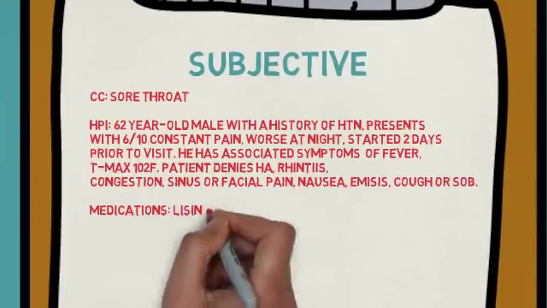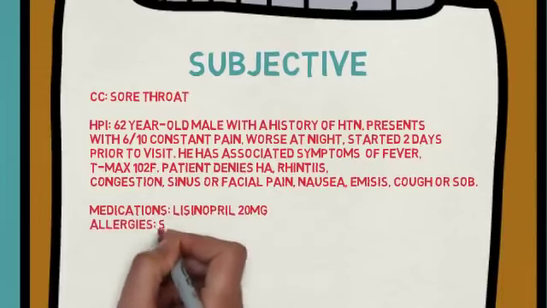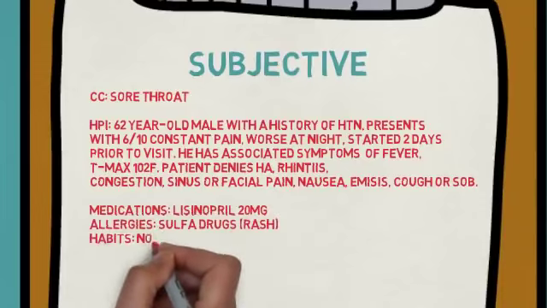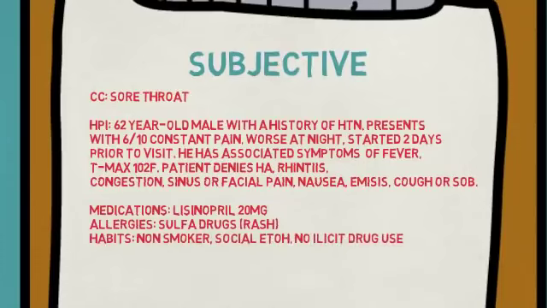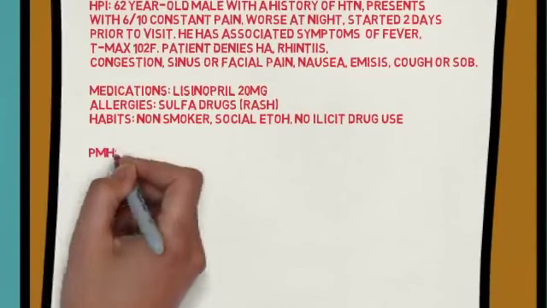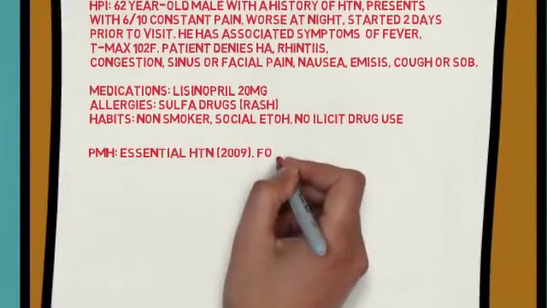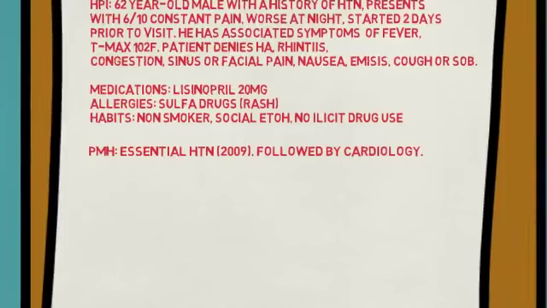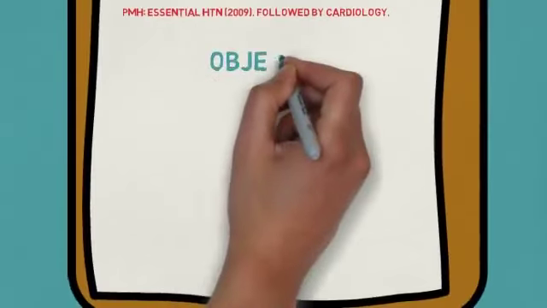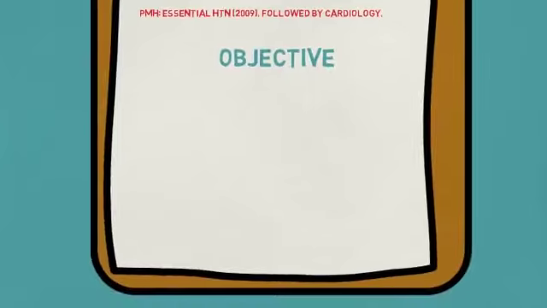I know from reviewing his chart and confirming with him that he has already had his flu shot for the year, and he is still on lisinopril 10 milligrams for hypertension. He has allergies to sulfa drugs, he doesn't smoke, only drinks socially, and denies illicit drug use. You notice that I didn't put anything in about his social or family history because that's not really pertinent to this case. Let's go on to document the examination.